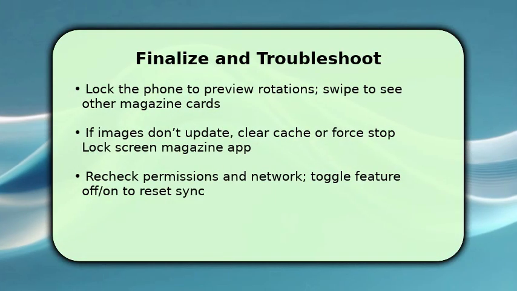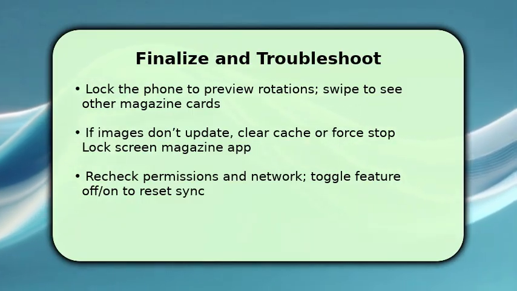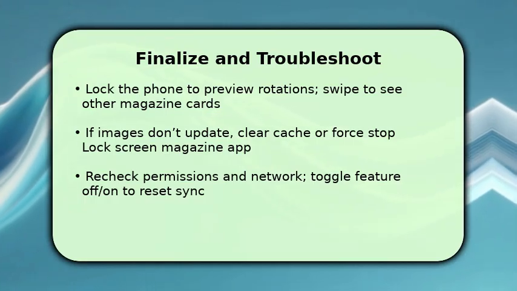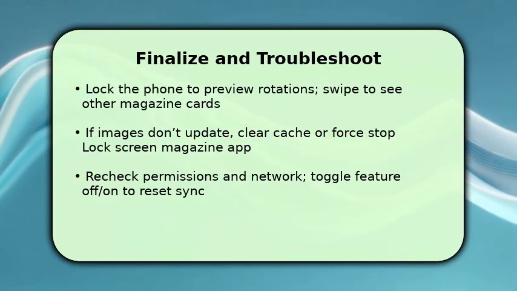Finish by locking the phone and previewing the magazine. Wake the screen and swipe through cards to confirm rotation. If updates stop, clear the lock screen magazine cache or force stop its app in settings. This often reboots the fetch cycle.